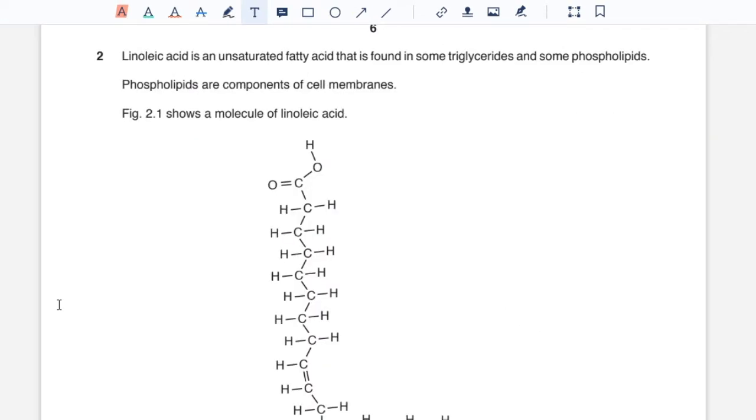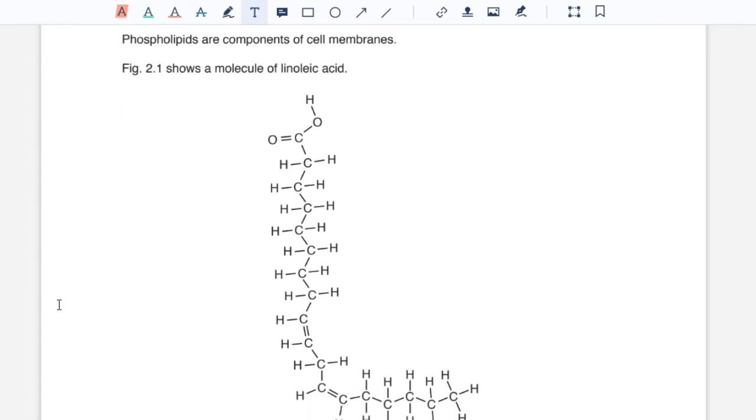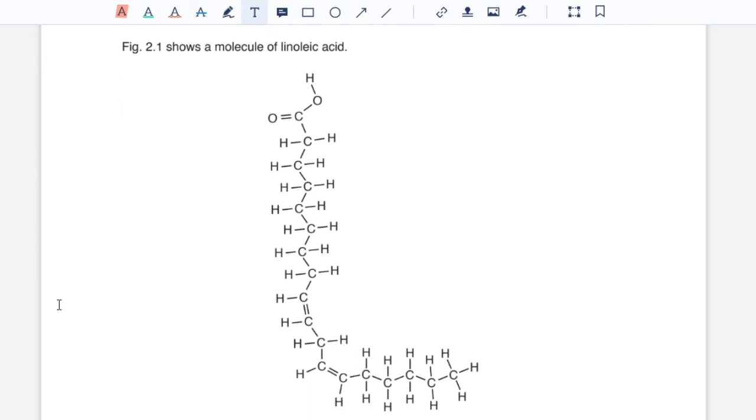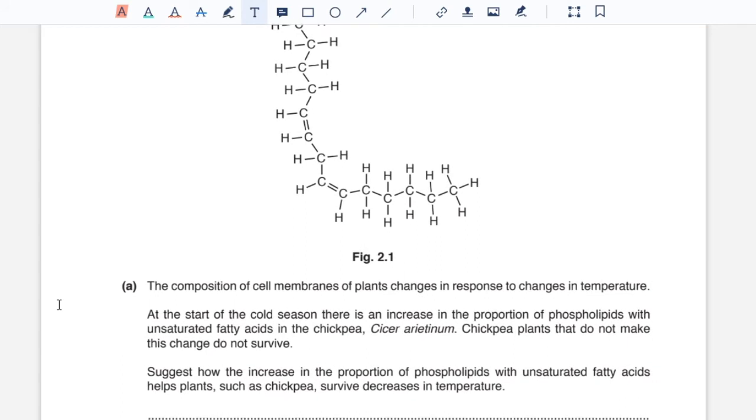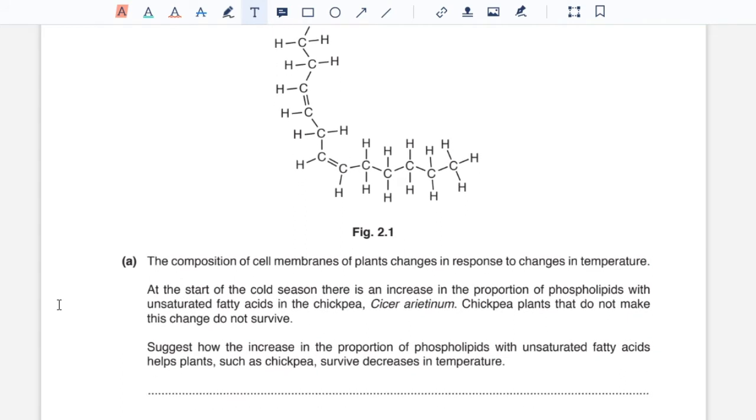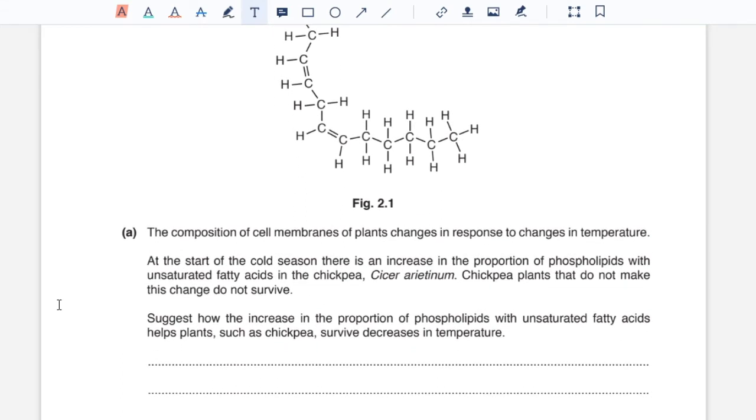Linoleic acid is an unsaturated fatty acid that is found in some triglycerides and some phospholipids. Phospholipids are components of cell membranes. Figure 2.1 shows a molecule of linoleic acid. Part A: the composition of cell membranes of plants changes in response to changes in temperature.